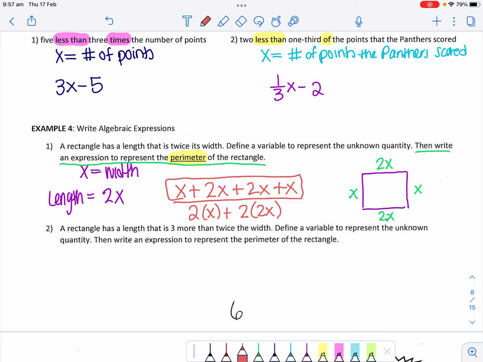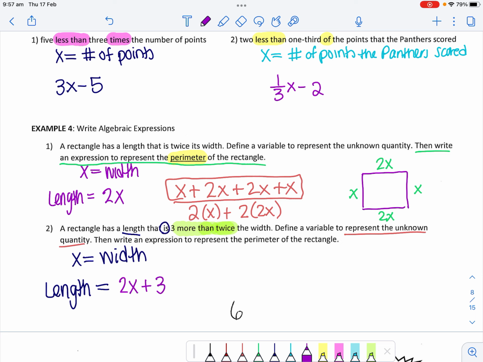Number 2 says a rectangle has a length that is 3 more than twice the width. Define a variable to represent the unknown quantity. So the unknown quantity is going to be my width again. So I'm going to say x is the width. And it says the length is 3 more than twice the width. Now twice is another one that means multiplication, and then I've got this more than that represents addition. So twice the width is going to be 2 times x, and then more than means to add 3.